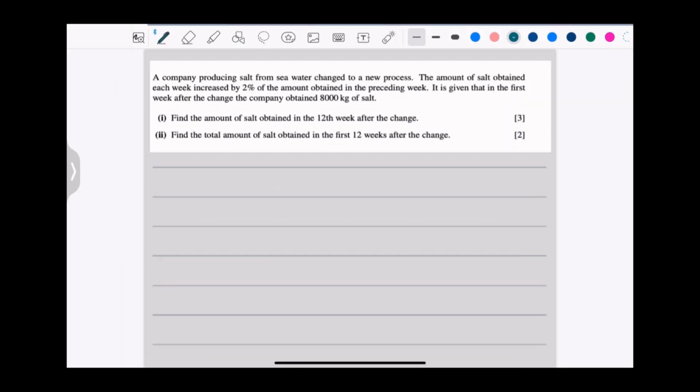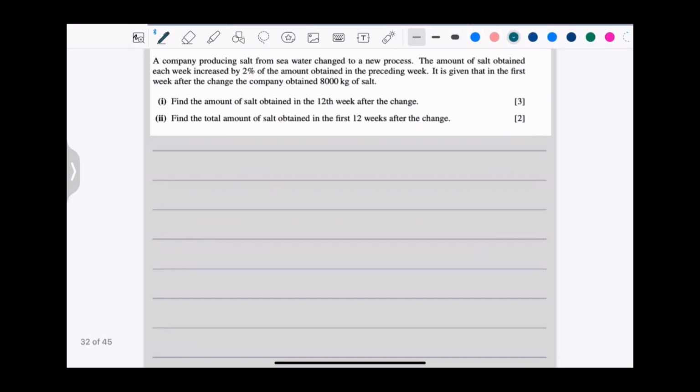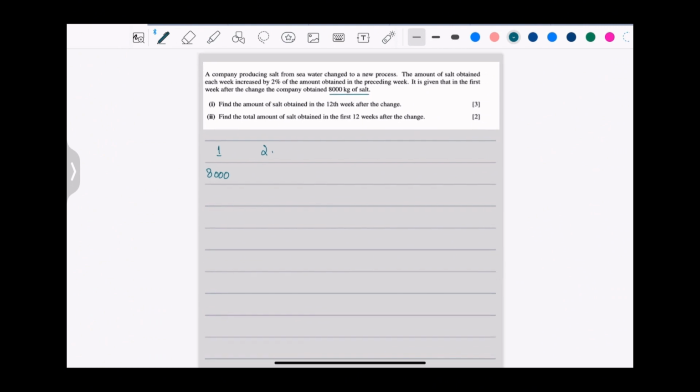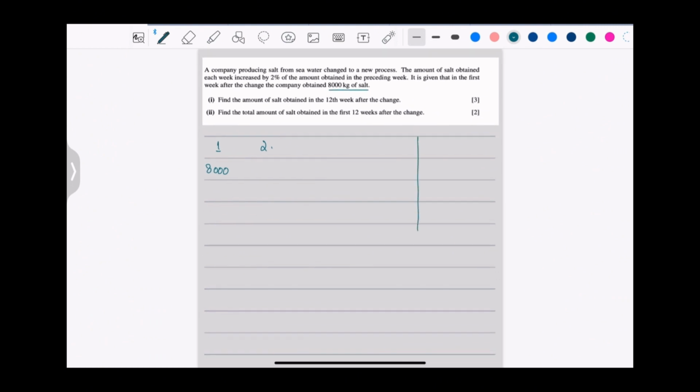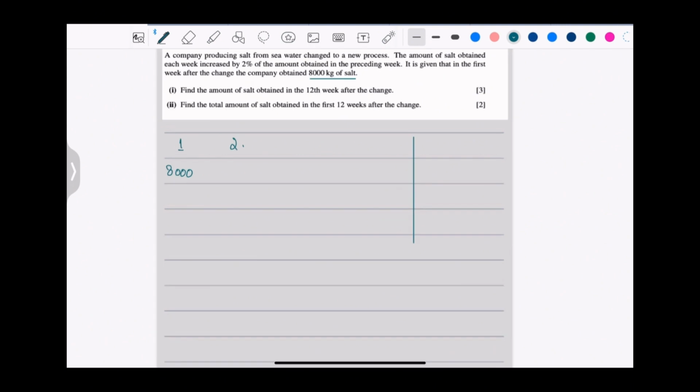Let's look at an application-based question. A company producing salt from seawater changed to a new process. The amount of salt obtained each week increased by 2% of the amount obtained the preceding week. It is given that in the first week after the change, the company obtained 8,000 kilograms of salt. The second week, it's going to be 2% more, so I'll take out 2% and add it.